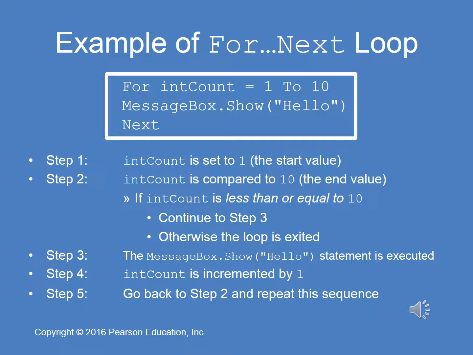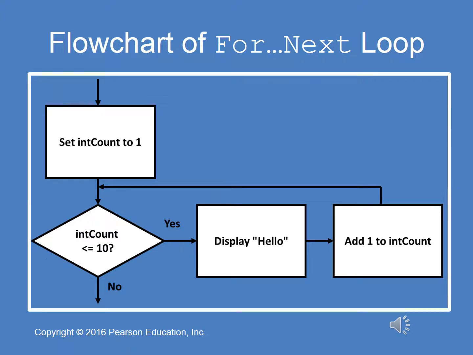So this is just an abbreviated, more efficient way of doing a do-while count control loop. And here is, keeping with tradition, the flowchart of the logic for a for next loop. Next, we're going to cover the for next loop.